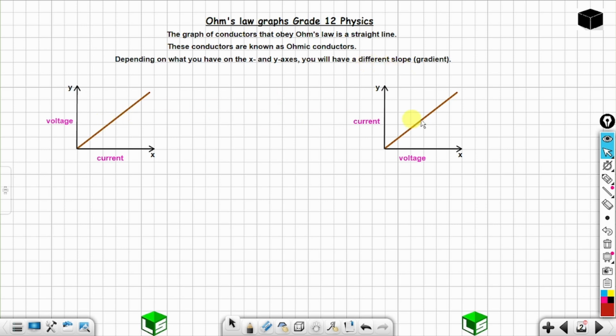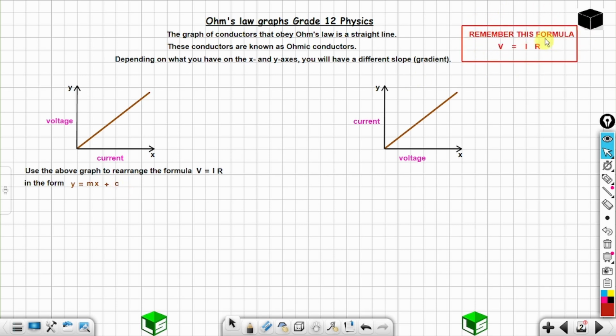So depending on what you have on the x and y-axis, you'll have a different slope. We are going to see the slope that you can have. Let's start with this one. Use the above graph to rearrange this formula in the form y is equal to mx plus c, because this is a straight line and this is the equation of a straight line. Remember this formula: the voltage is equal to the current times the resistance.